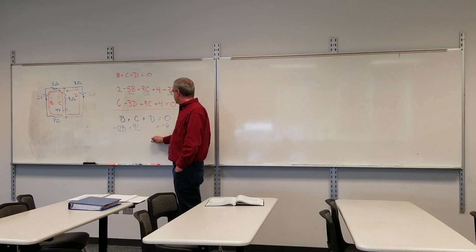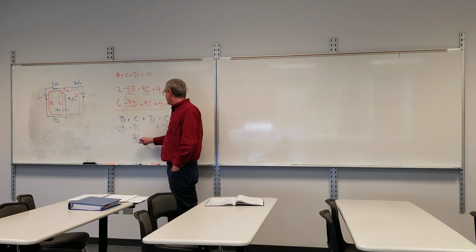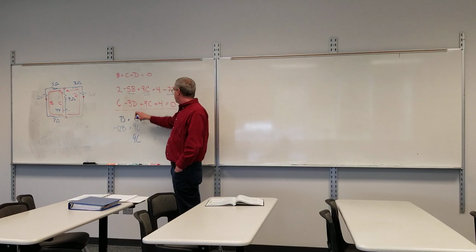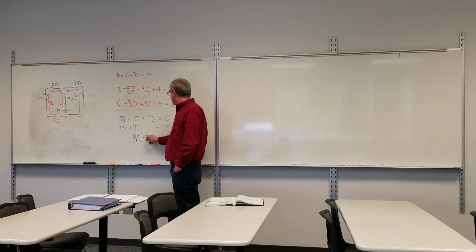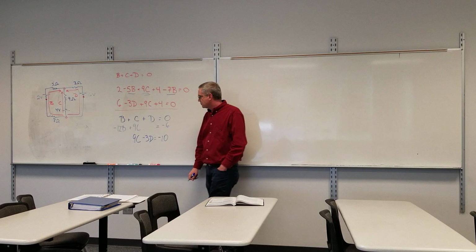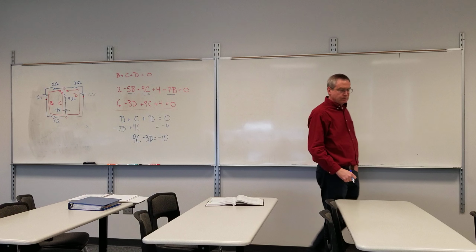And then, my third equation, let's see, I don't have a B term, but I have a C term. I have 9C minus 3D equals negative 10.